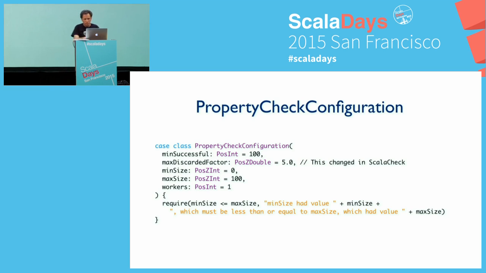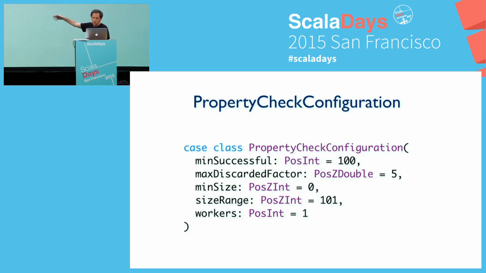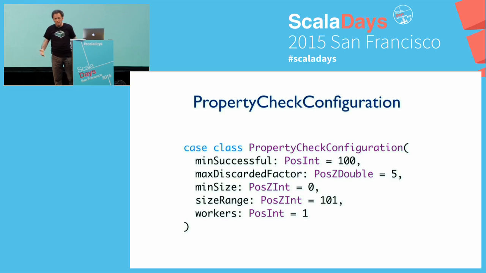So by just changing max size, the second to last one, to size range, which means this is how much more than min size is the max size. And now that's a posint. And there's no way to create one of these that you can get a runtime error at runtime. And this is test code, so it's not that big of a deal. We'll just fail the test. But that's the idea, is that you use types to get rid of these potentials for bugs, right? Okay.